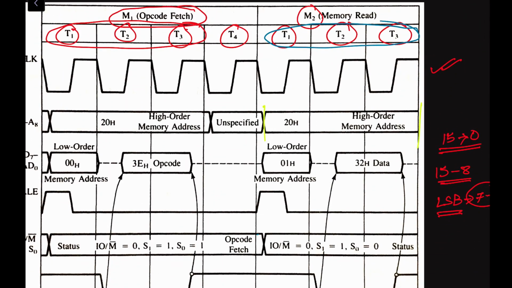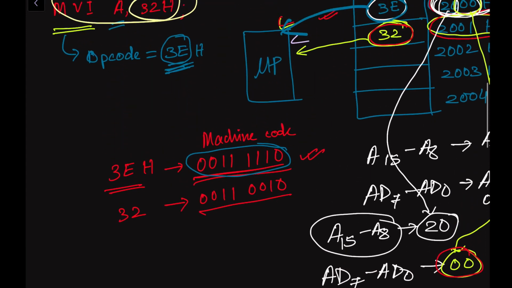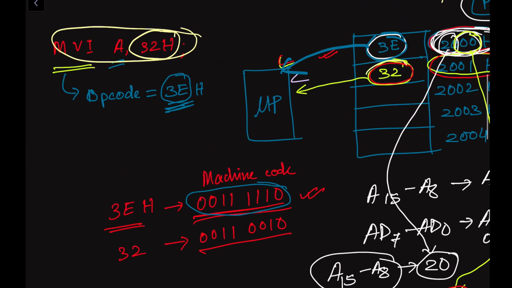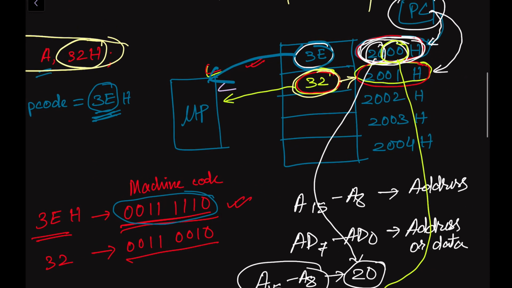Similar to the previous cases, we have to go to the memory location. Now that this data 32 is contained in the memory location 2000H. Therefore, after the program counter sends this 2000H to the microprocessor or to the memory unit, the program counter content will be incremented by 1, so it will go to 2001H. This is the memory location. Now the program counter is counting. So after completing the opcode fetch operation, this memory address will be accessed.